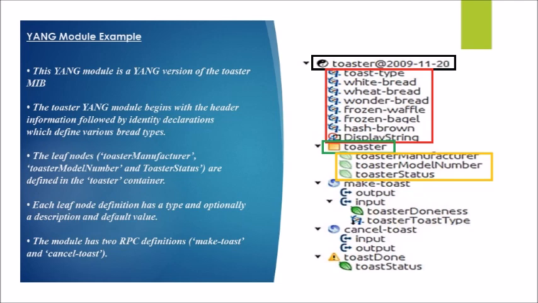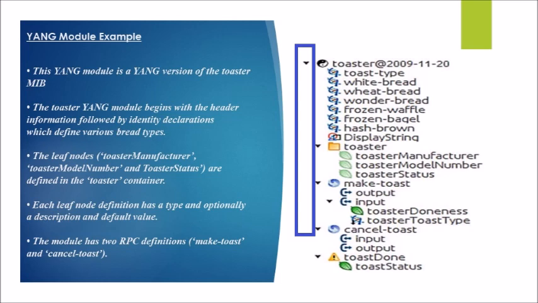So here the definition says that it's a toaster, dated 2009-11-20, and we have some attributes here. We can say toast type: white bread, wheat bread, wonder bread, and all the kinds of breads are given. These are nothing but the identities, and these identities are declared on the toaster, which is nothing but the module. And this toaster is actually a container. See here the drop-down menu: if you take a straight line, no drop-down arrow below the first one. So inside this toaster everything is listed. That is why toaster is a container node.